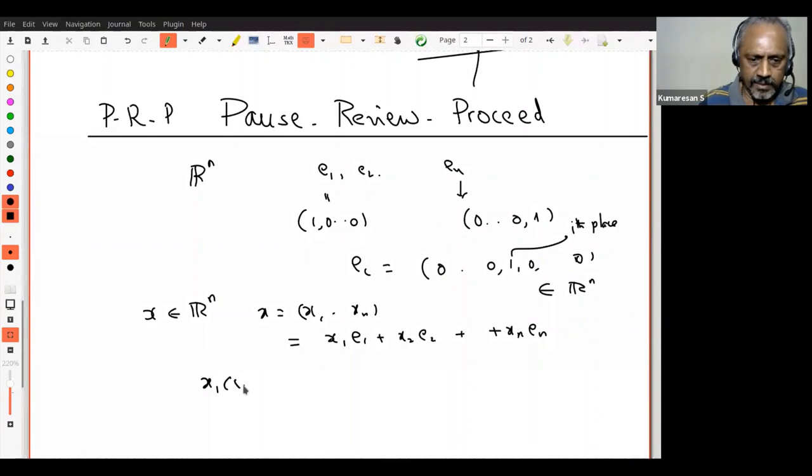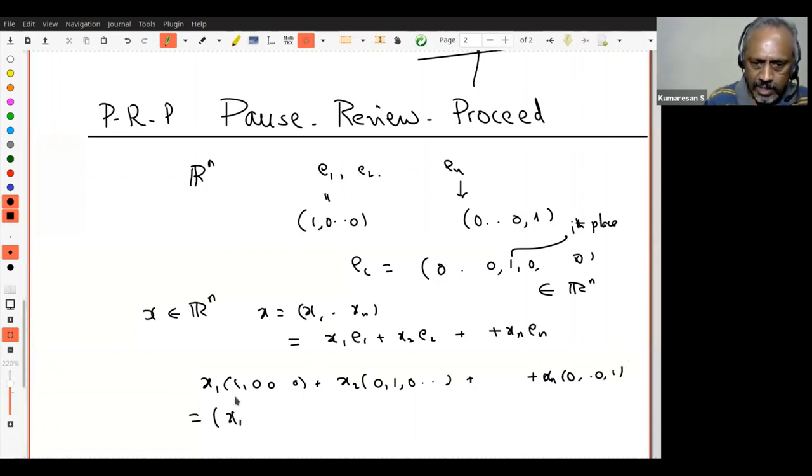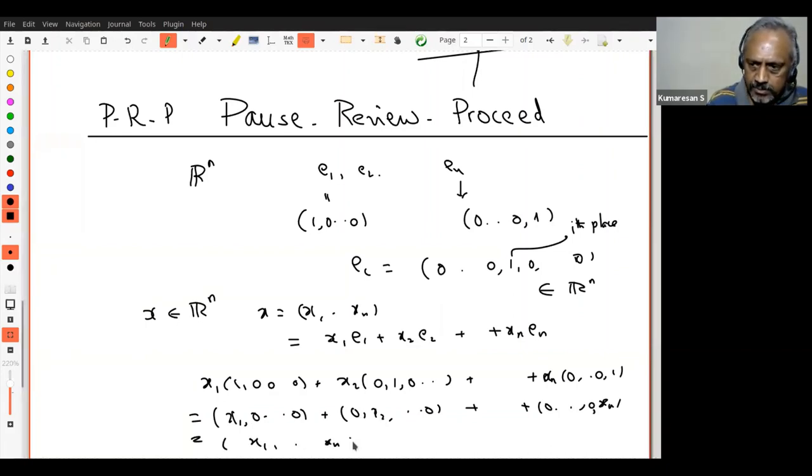If you want, let me do that. So this will be x1 times e1. Remember x1 is a number now, it's like a t. Therefore x1, 0, 0, 0. Then multiply the other vector's coordinates by x2, that is 0, x2, 0. And this will be 0, 0, xn. So if I add, what will I get? I have to add coordinate-wise. Therefore it's going to be x1, x2, ..., xn. Please say yes if you follow what I have done.